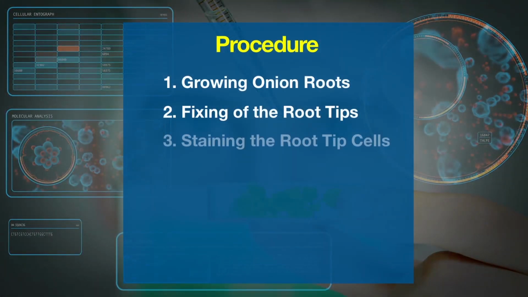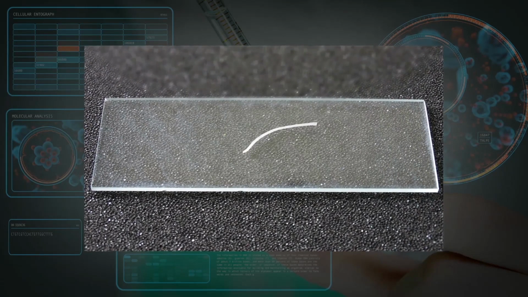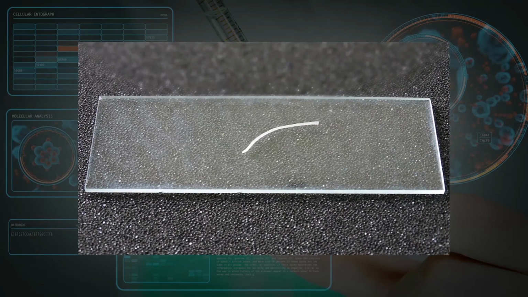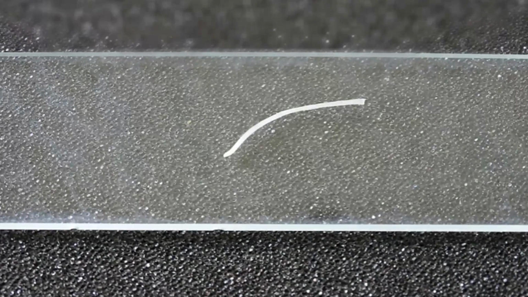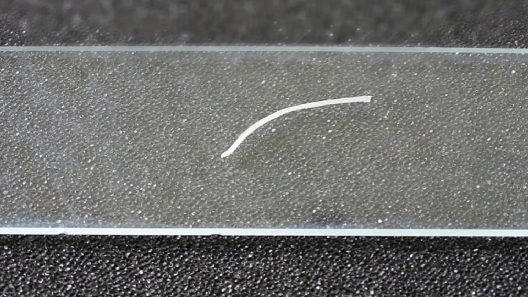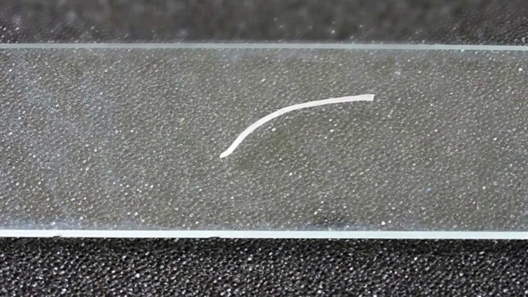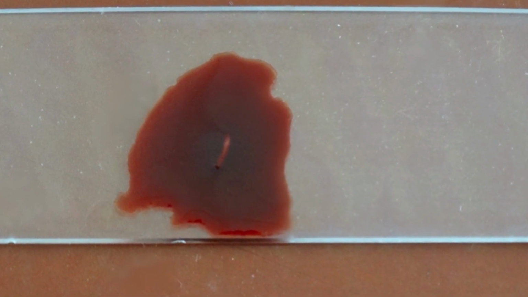The next step is staining the root tip cells. Take out a root tip with the help of a forceps and place it on a microscopic slide. Trim the extra end of the root tip to keep only the root tip part of about 2 mm long. Now, add 2 drops of aceto-orcein stain on the root tip and keep for 2 minutes.